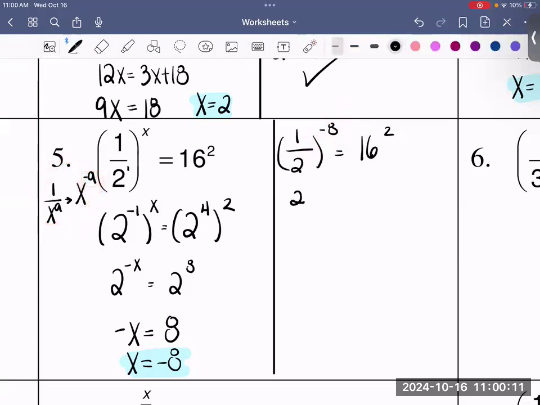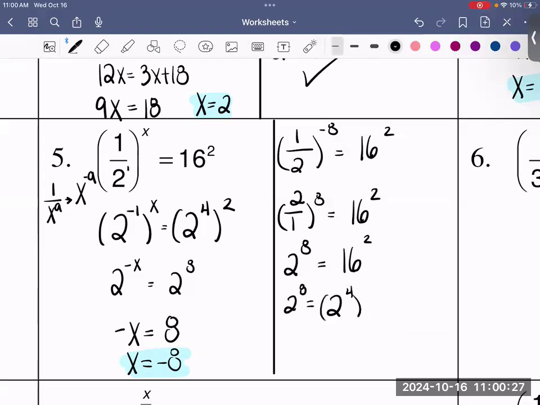So we now have 2 over 1 now with a positive 16 over 2. So now we have 2 raised to the 8th power is equal to 16 squared. Well, what do we know about 16? Well, 16 is really 2 to the 4th power times 2. So we get 2 to the 8th is equal to 2 to the 8th. So again, we believe that this is the correct solution.